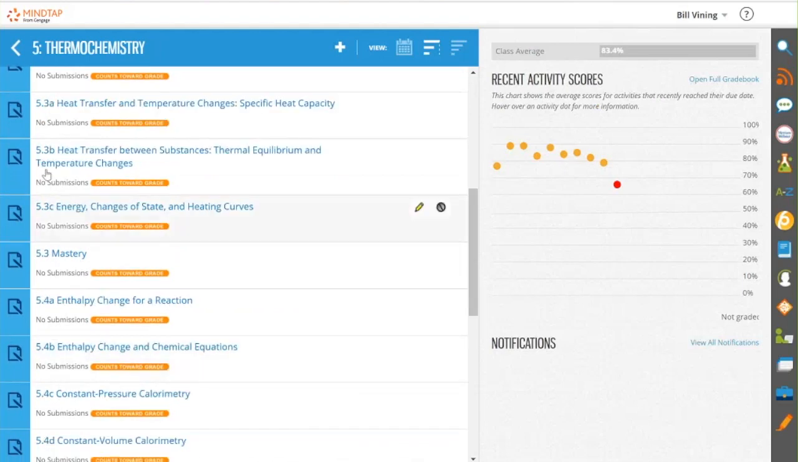And so 5.3 has 3 different subsection reading assignments. Sections that have a number in it, letter A, B, C, those are reading assignments. We call them interactive reading assignments, and they're graded reading assignments. Let's jump to 5.3b, for example.